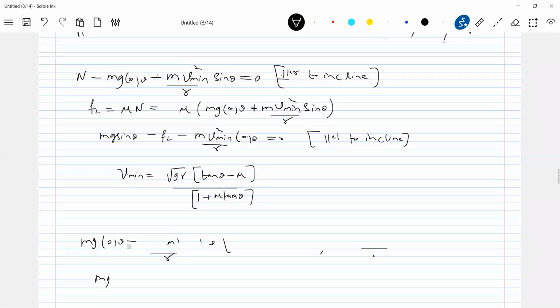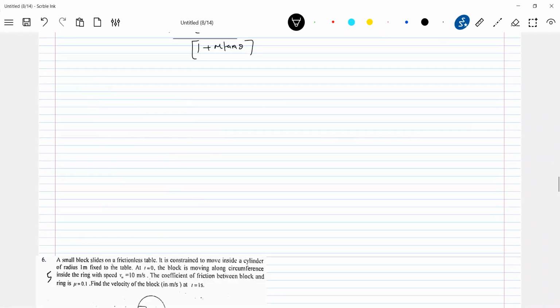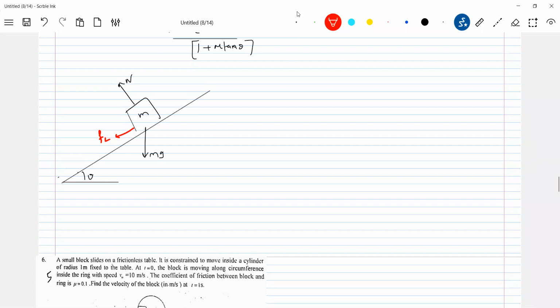Check your answers. Let me write directly because I have to cover a few more. Many concepts are there, because tomorrow I don't get class, no? Tomorrow morning you'll be writing exam. So when it is taking turn, here the friction will be in this direction. What about the pseudo force? The pseudo force, or centrifugal force, will be V max square by R. And what is that R? R should be somewhere here.